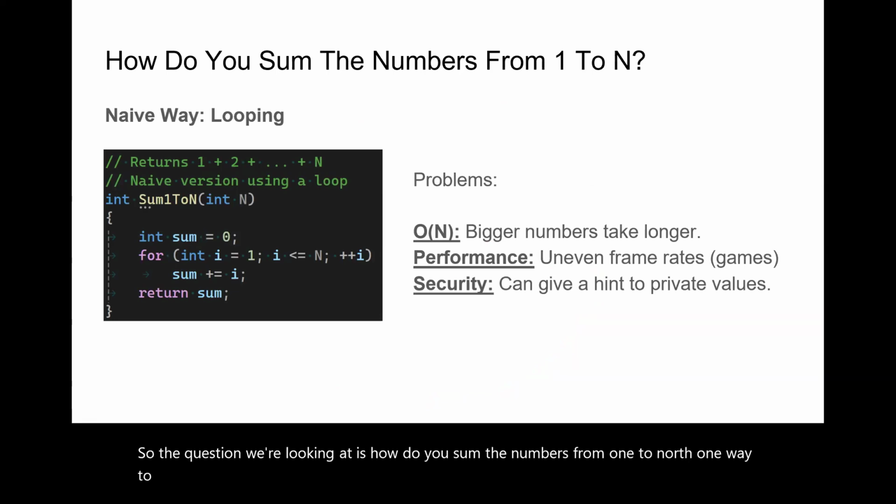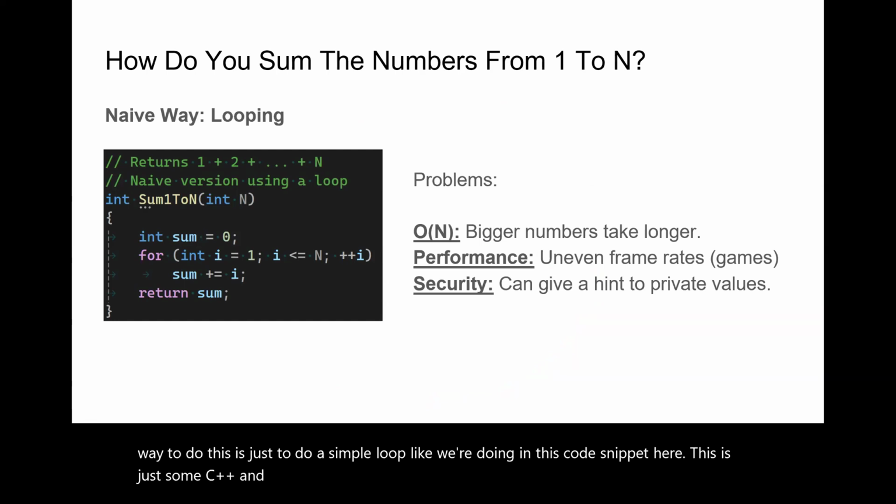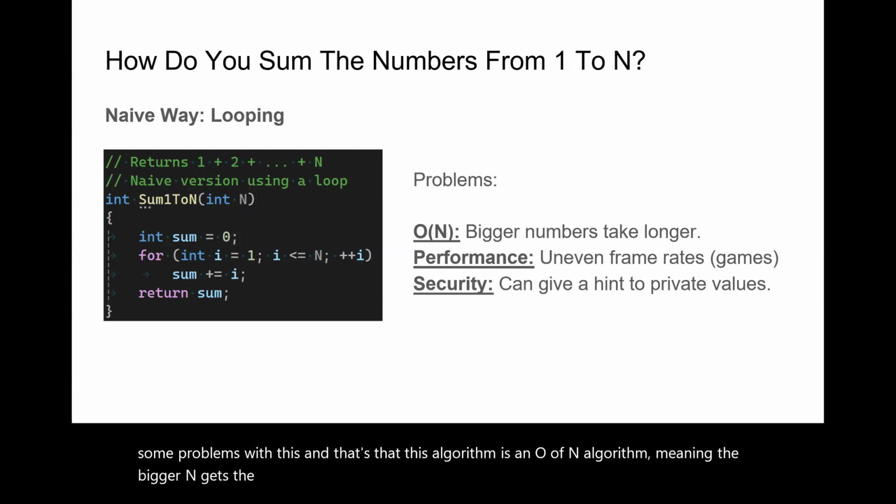One way to do this is just to do a simple loop like we're doing in this code snippet here. This is just some C++, and we're looping from 1 to n and adding them all up. But there's some problems with this, and that's that this algorithm is an O of n algorithm, meaning the bigger n gets, the longer this algorithm takes to run.